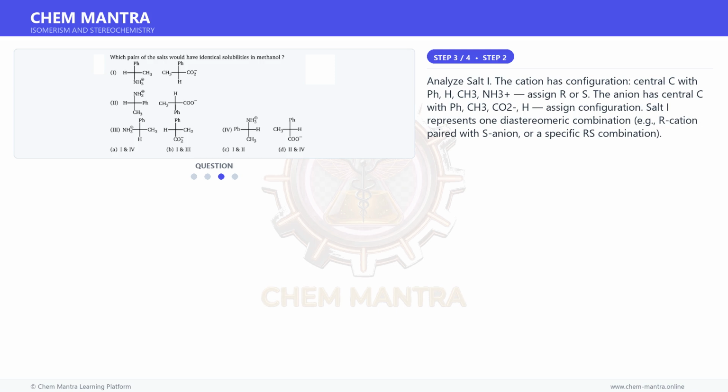Moving on to the next step. Analyze salt 1. The cation has a central C with Ph, H, CH3, NH3+; assign R or S. The anion has a central C with Ph, CH3, CO2-, H; assign the configuration. Salt 1 represents one diastereomeric combination, for example, R cation paired with S anion, or a specific R,S combination.